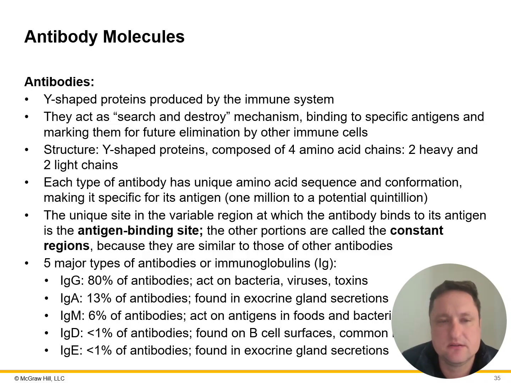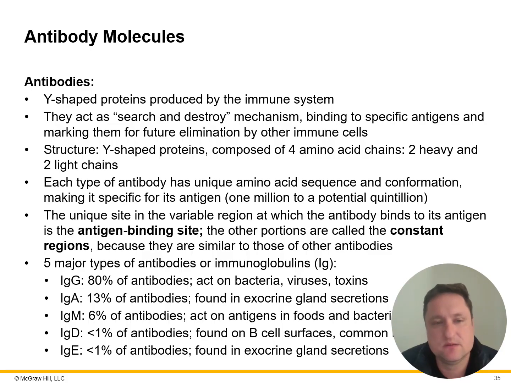IgA, roughly 13%. This is the mucosal defender in your tears, saliva, mucus, and breast milk. And this guards the body surfaces and secretions. IgM, about 6%. This is the first antibody produced in a primary response. Excellent at agglutination and complement activation. So here you want to think early infection, detection, and reaction.